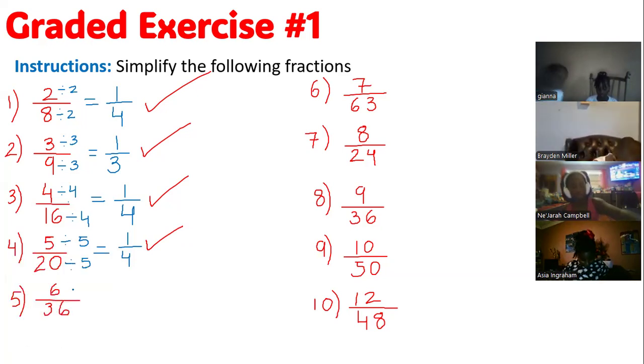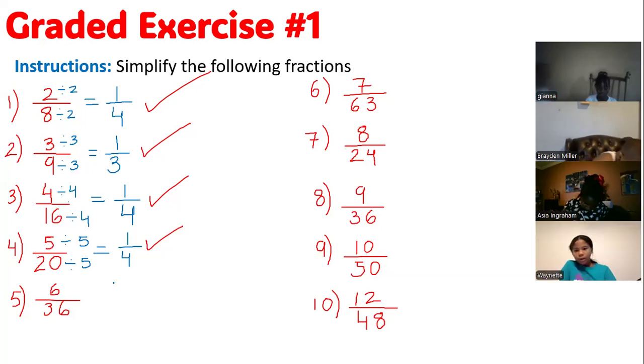For number 5, I did 6 over 36, divided by 6, and I got 1 over 6. So you divide 6 by 6, and that gives you what? 1, and I divided 36 by 6, and I got 6. Very good. So 36 divided by 6 is also 6. All right, so it's going to be right. Good. Next.